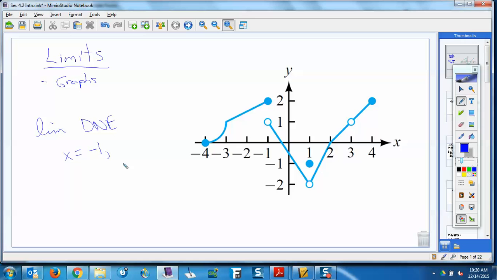Okay? It is the y value. So that's why we do substitution first in a limit problem. As x approaches 2, we plug in a 2, because a lot of times that just gives us the answer.